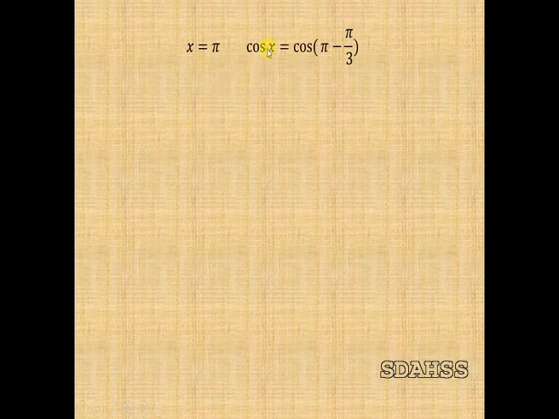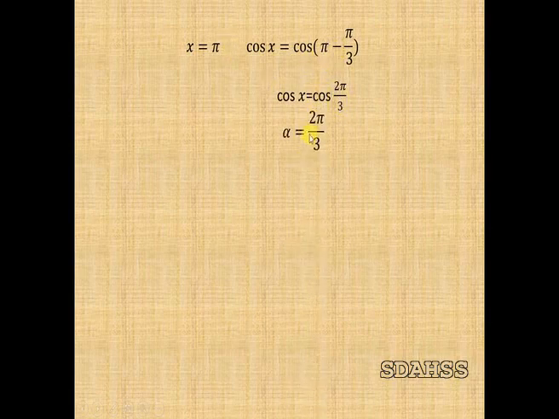Similarly, on the right hand side, cos x is equal to cos of pi minus pi by 3. Cos of pi minus pi by 3 means cos 2 pi by 3. Cos x is equal to cos 2 pi by 3. This is the form of cos theta is equal to cos alpha. So alpha is equal to 2 pi by 3.